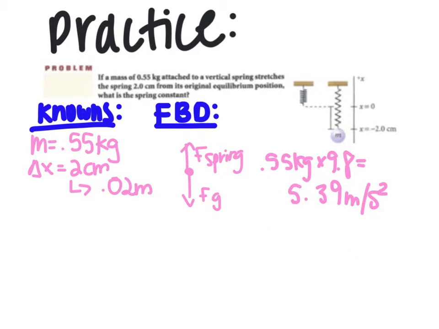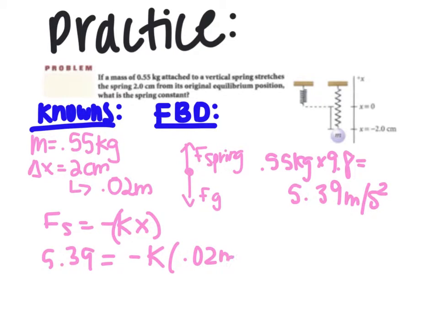My next step is going to be to write my equation out. And if you don't remember, it is spring force equals negative spring constant multiplied by the displacement. So now that we have our equation, we're going to plug some numbers in. To start off, I'm going to have 5.39 is equal to negative k, since we're trying to find the spring constant, multiplied by 0.02 meters. And instantly I'm actually going to make the 5.39 negative because the spring is going down and there's a negative force on it.